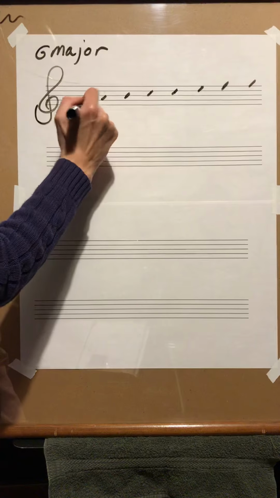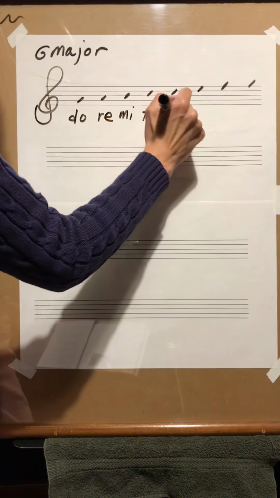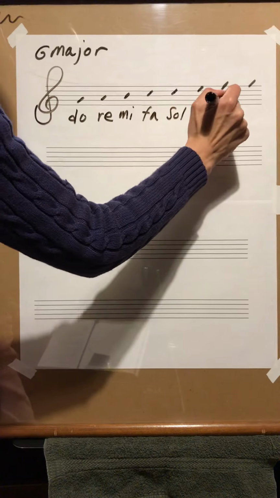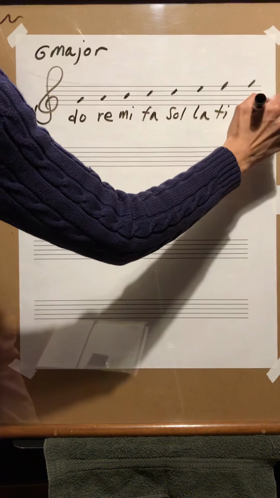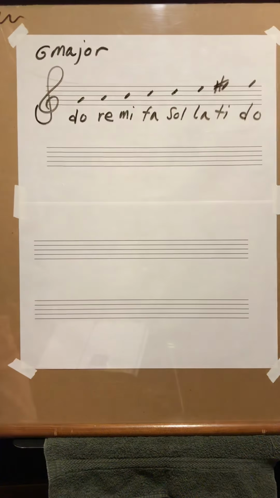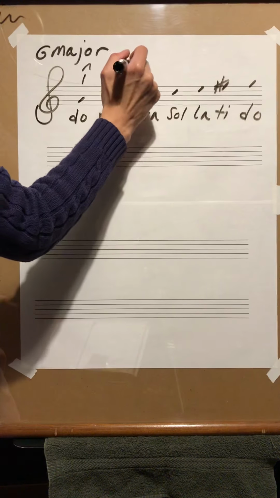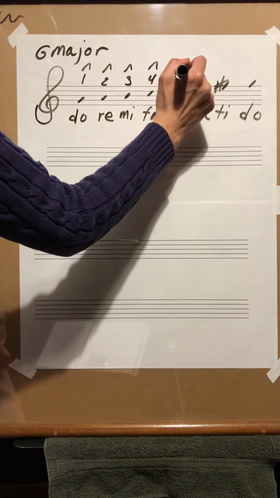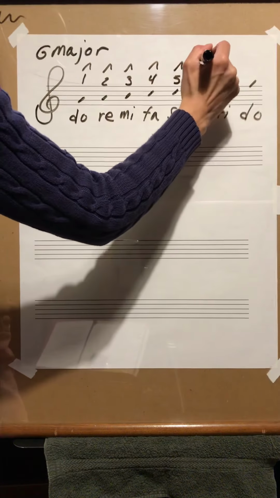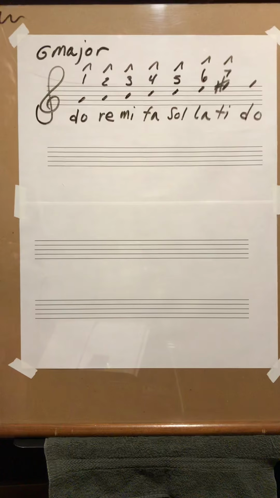And let's write in the solfege. G major has 1 sharp, so we're going to sharp that F sharp. And we're going to write in scale degrees, just because I'll be using this terminology and it'll make a little more sense. And we get back to do.